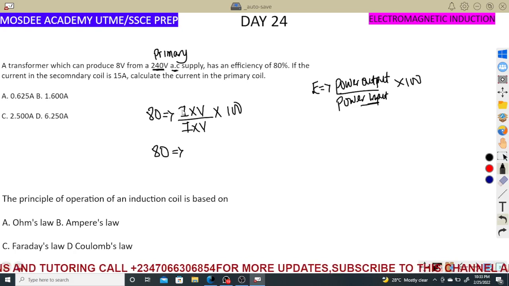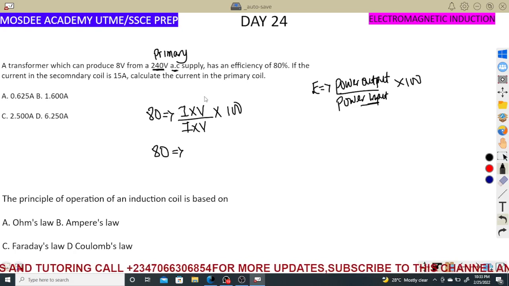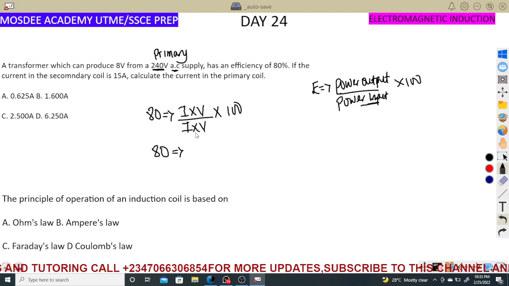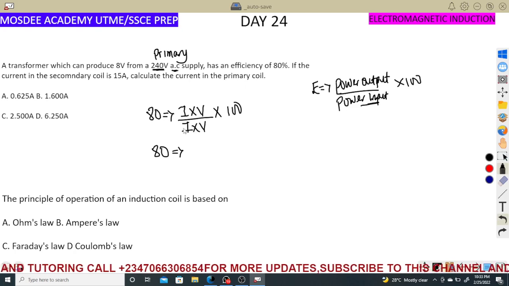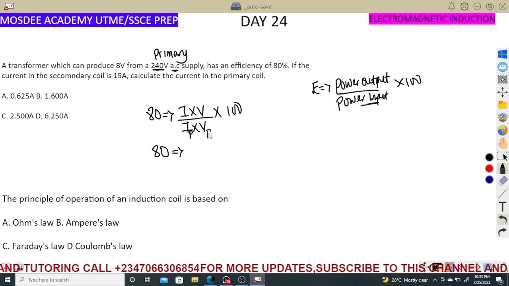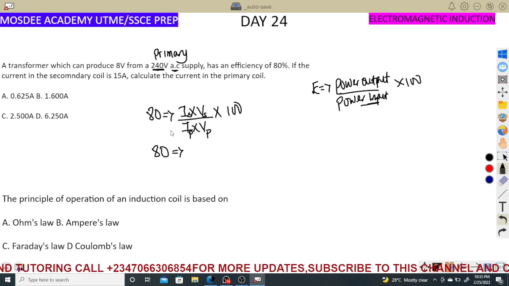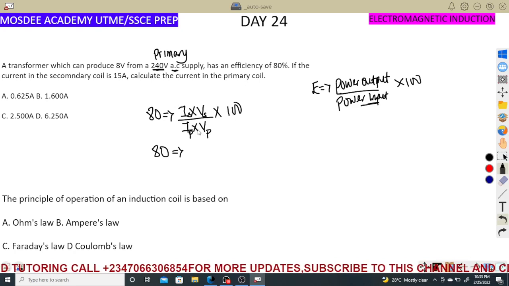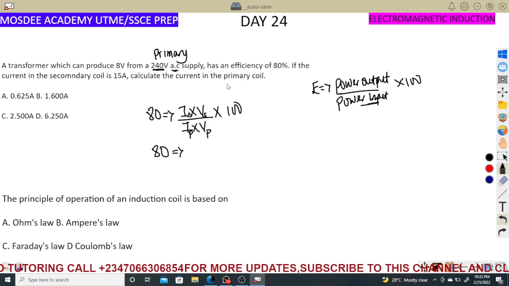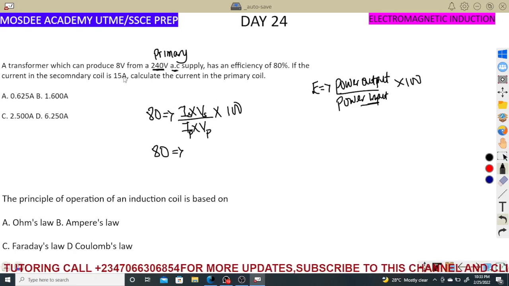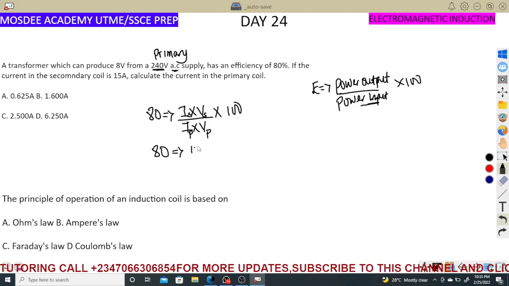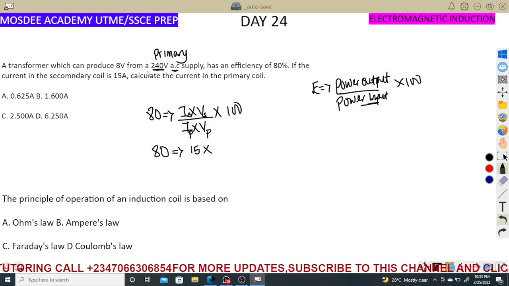So the current in this one is the secondary current. The one in the mains, where the current is being supplied, is the primary. So this is primary, this is primary, this is secondary, this is secondary. Be careful about that. Now, it's so simple to do. We are looking for the primary current. The secondary current is 15.